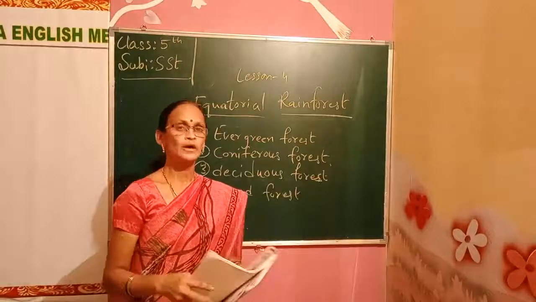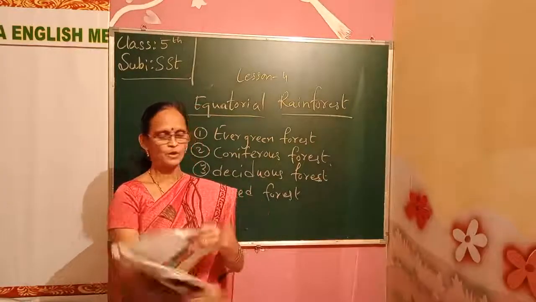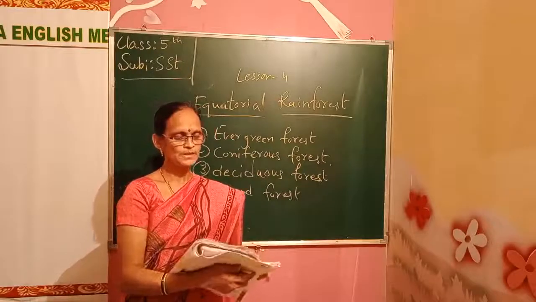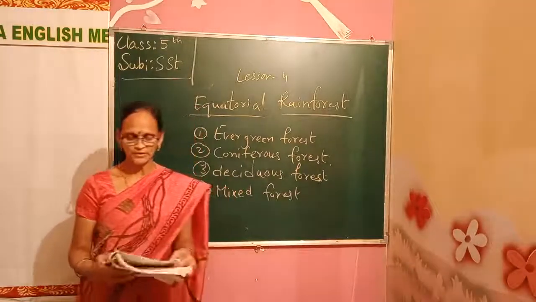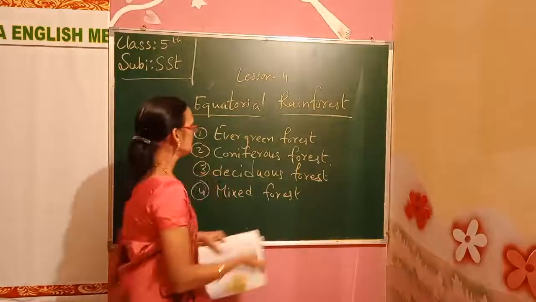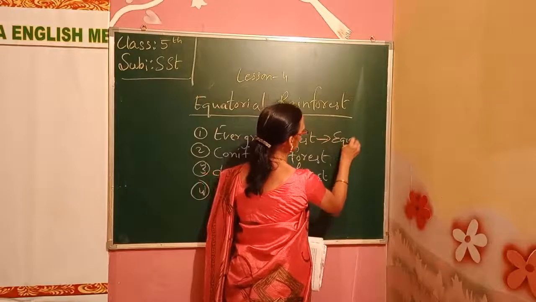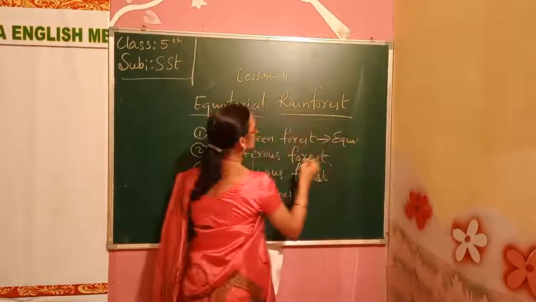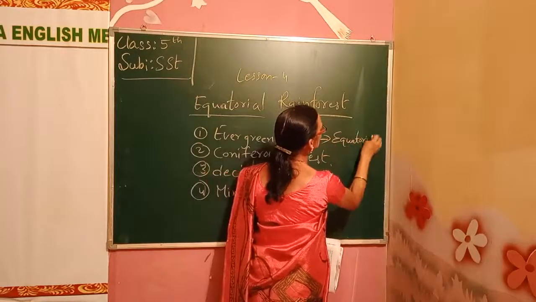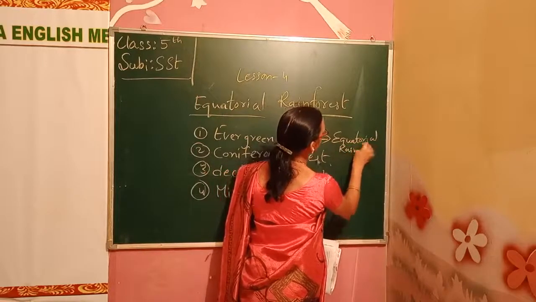So I told you the evergreen forest is always green in color. Now let us learn more about the equatorial rainforest or evergreen forest. This evergreen forest is also called the equatorial rainforest region.